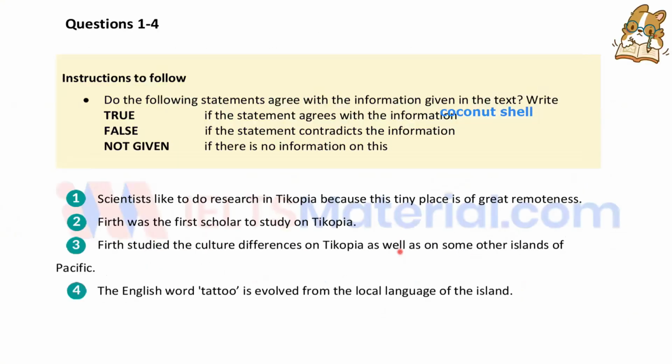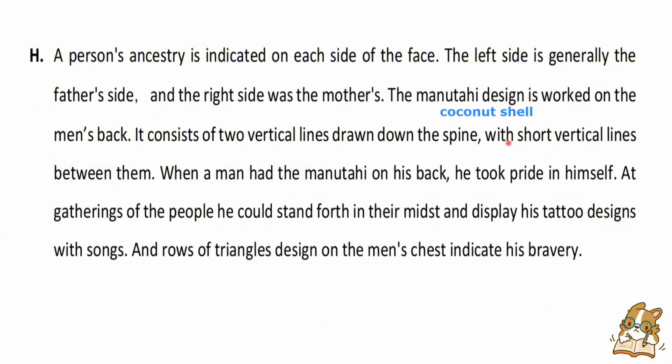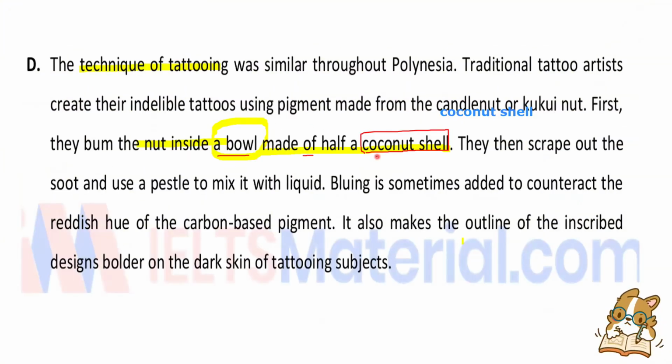Now let's go back to our question, which is burn the material to get blank. Most especially, we focus on the word get. So let's go back to paragraph D, okay, and continue reading. Then they then scrape out the soot and use a pestle to mix it with liquid. All right. So this word scrape out, this is very intriguing. So you highlight on that and we continue reading.